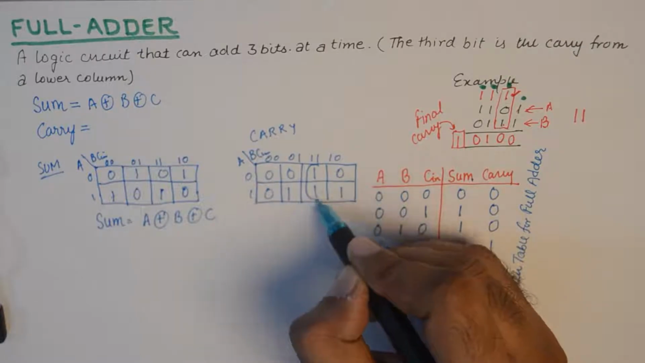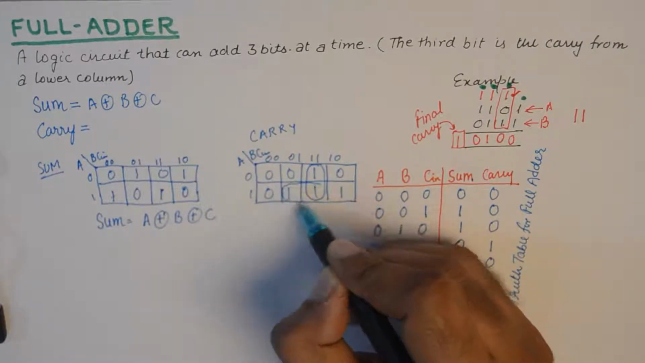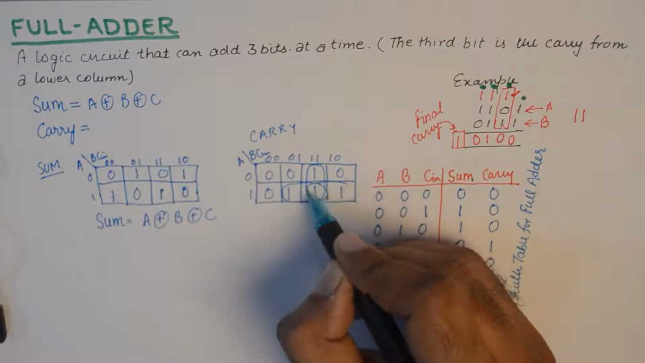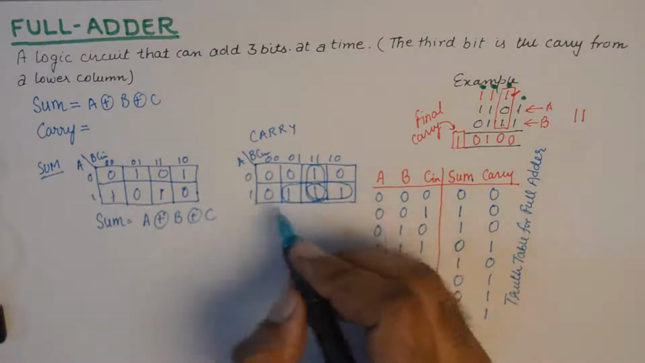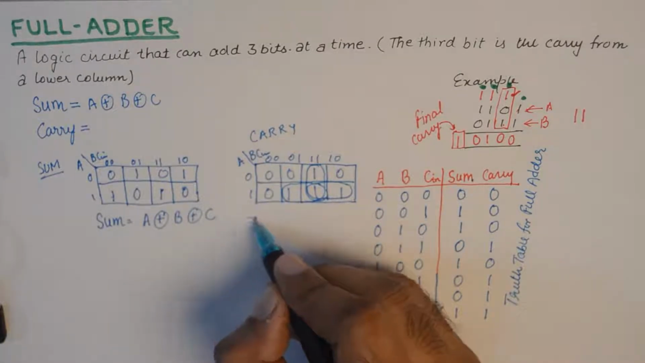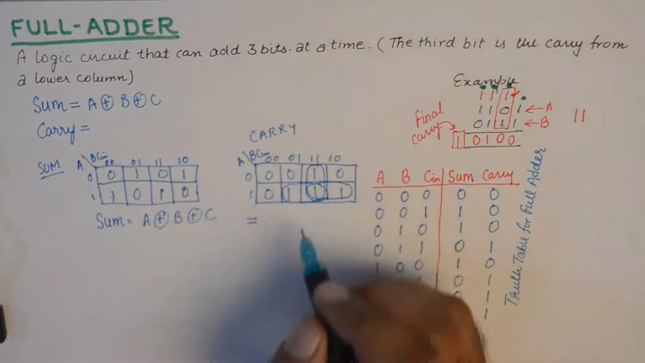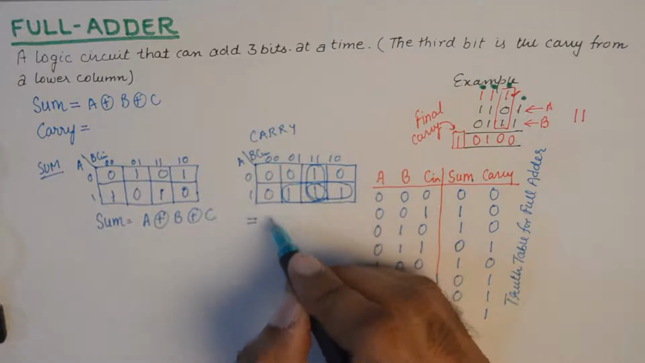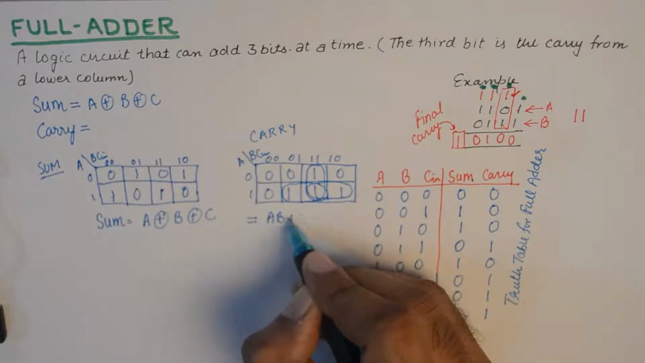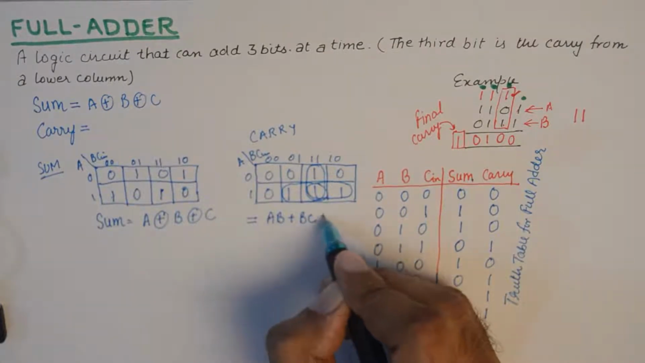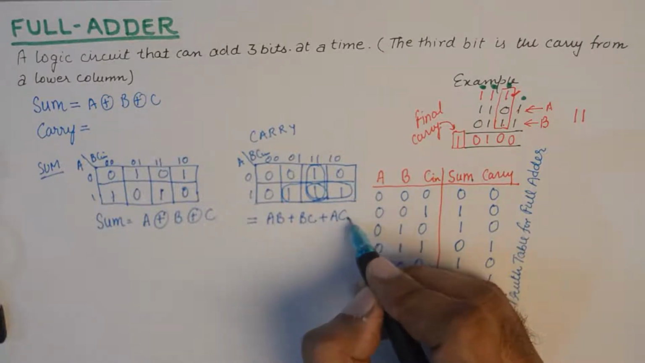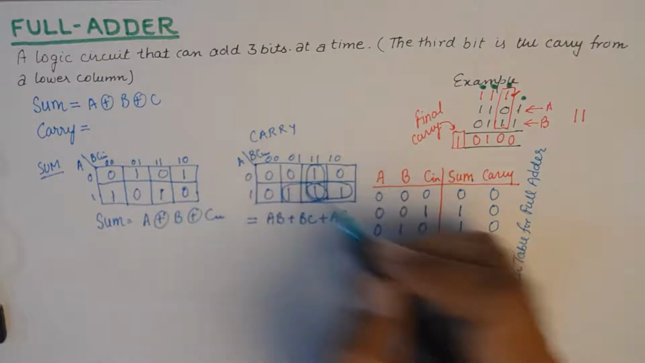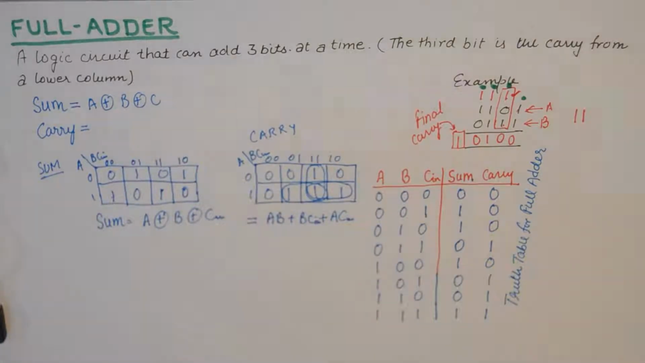So we'll need to pair the ones like this, and making pairs of 1 like this will give me an output expression for carry to be equivalent to AB plus BC plus AC, where C is C in. You could write the subscript in like this.